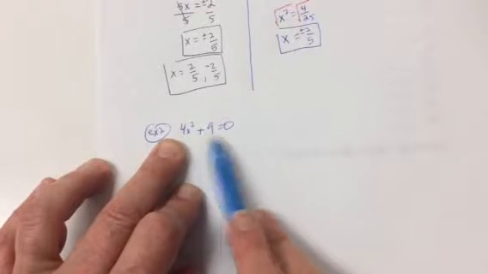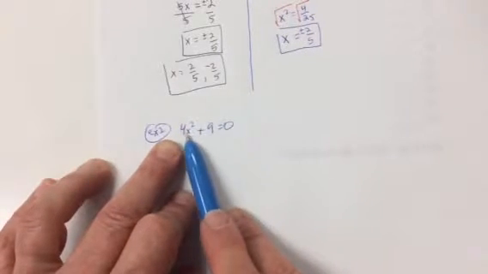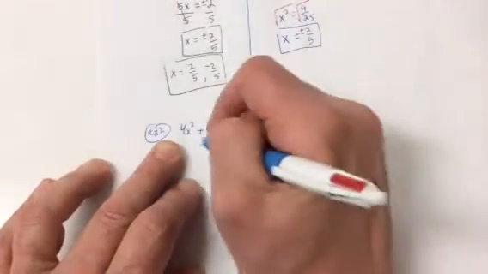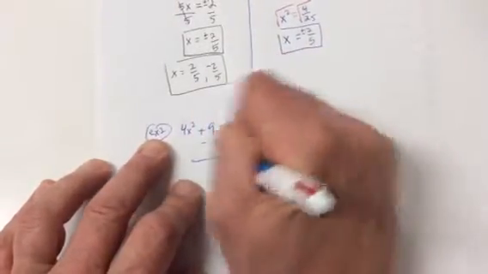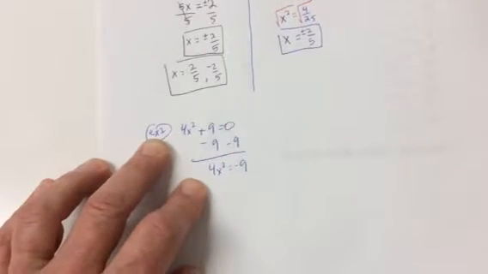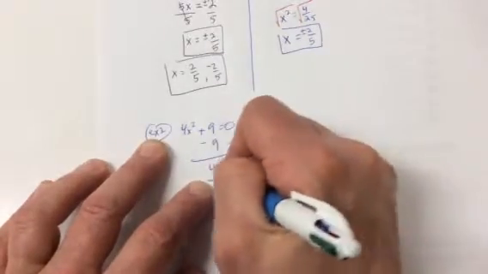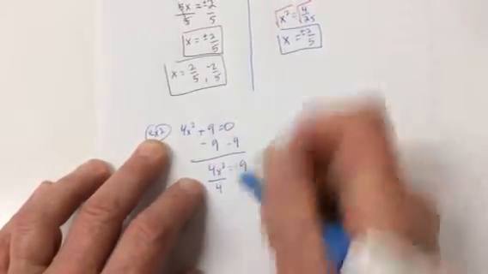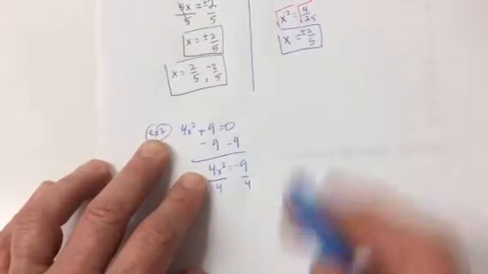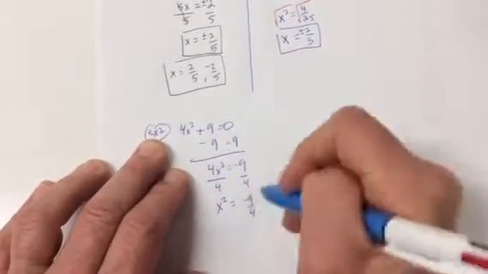Okay. Sorry about that. So let's go ahead and look at this. I want to isolate my 4x squared first. So I'm going to subtract 9 from each side. We get 4x squared equals negative 9. 4 is a perfect square. Let's go ahead and divide both sides by 4 to isolate the x squared. Here we end up with x squared equals negative 9/4.